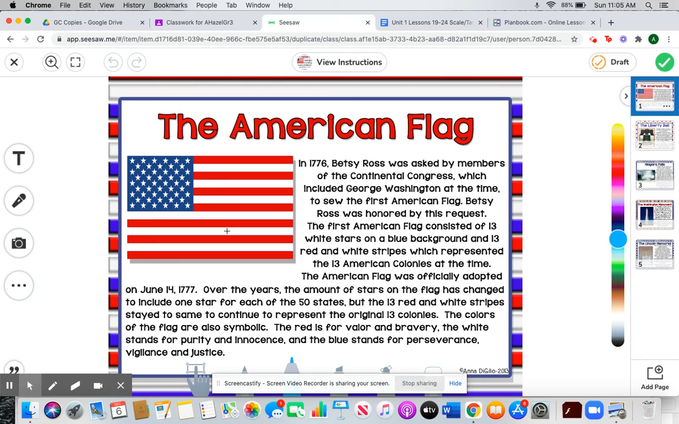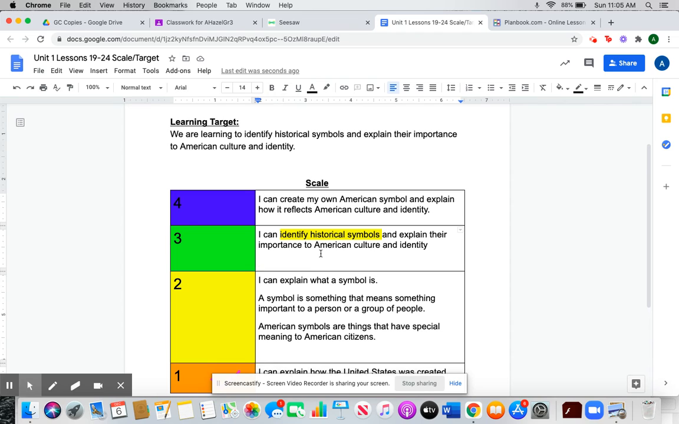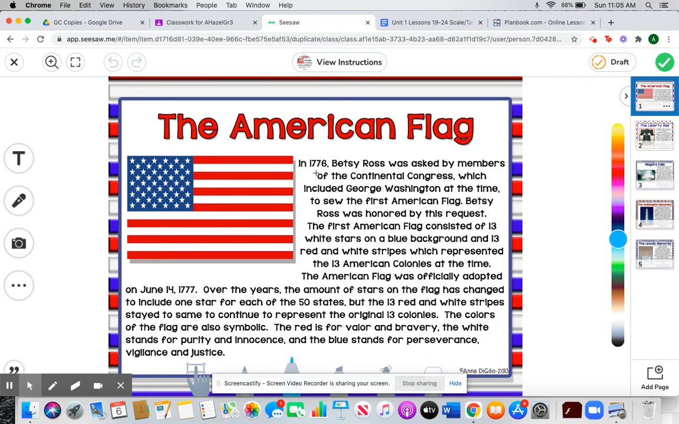So, this you probably were able to say right away. Oh, I know this. This is the American flag. So, you have identified historical symbols. Now, you aren't going to actually have to explain their importance today, but it's still a good idea to think about it. Okay? So, if I read this one, the American flag. In 1776, Betsy Ross was asked by members of the Continental Congress, which included George Washington at the time, to sew the first American flag. Betsy Ross was honored by this request.